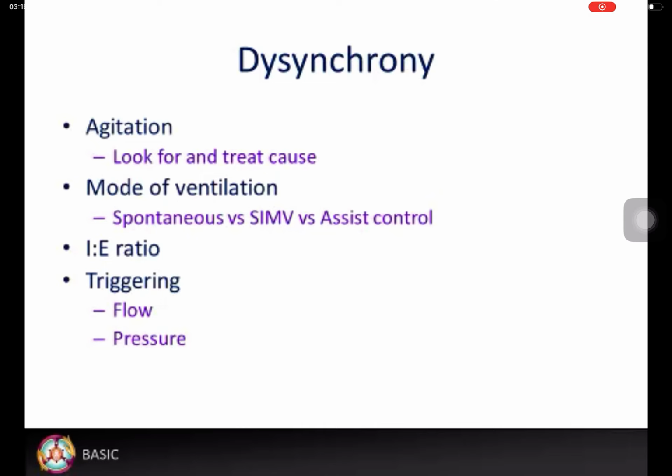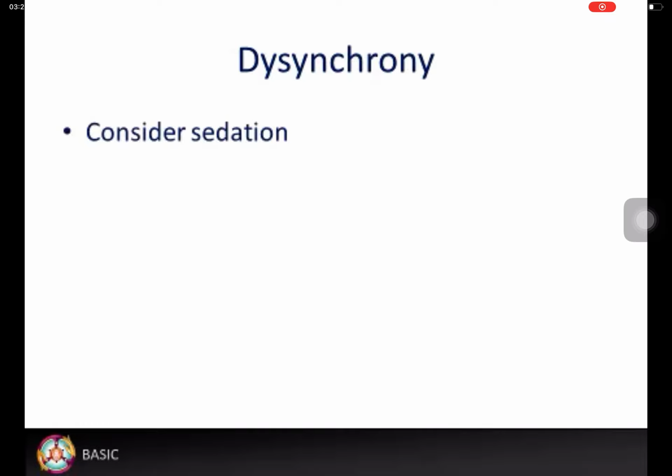If the patient's having difficulty triggering their ventilator despite a sensitive setting, consider the possibility that auto-PEEP due to dynamic hyperinflation is the problem. If no easily reversible cause of desynchrony can be found, it may be necessary to increase sedation.